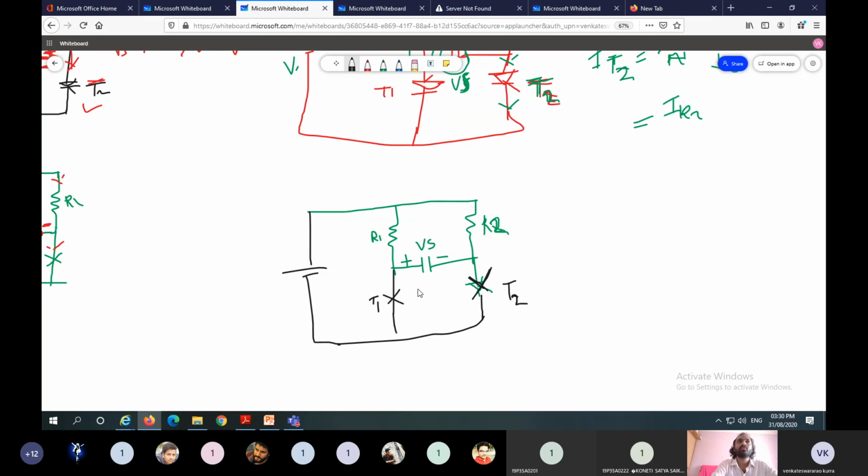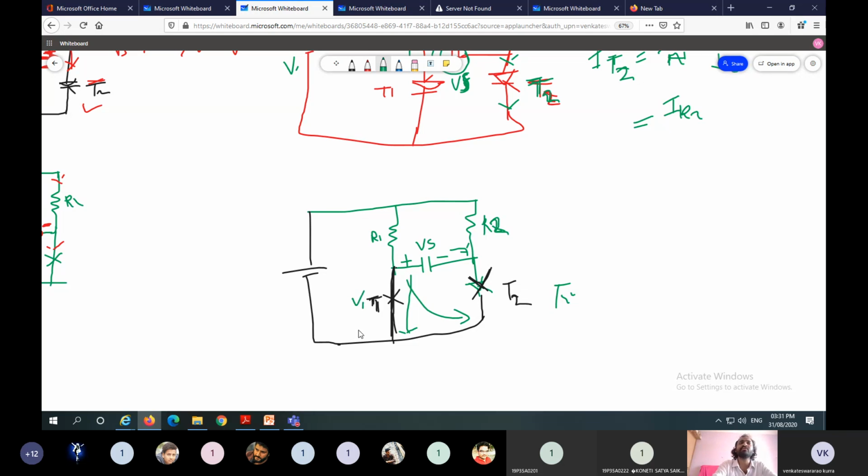Once we trigger T1, it acts as a short circuit. If we bring this plus to this point, it means the anode voltage is negative and the cathode voltage is positive. So negative voltage appears across T2, and T2 will be turned off once we trigger T1.